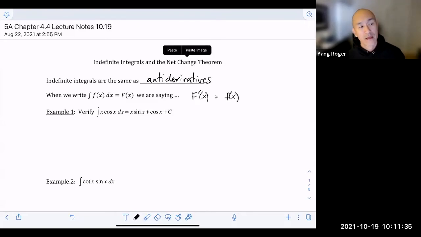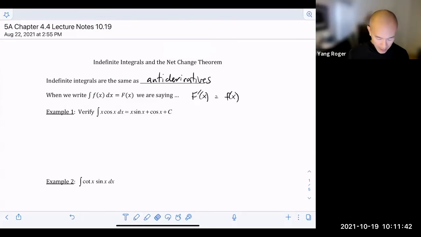So we've been working a lot with this type of question. And in fact, our quiz on Wednesday is all about antiderivatives. So you definitely want to practice that.